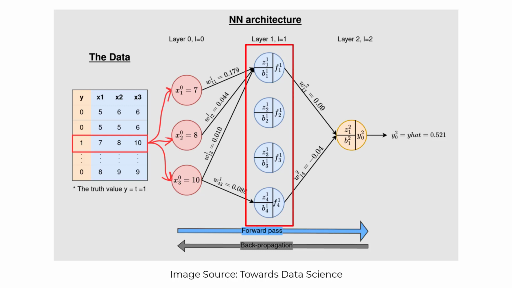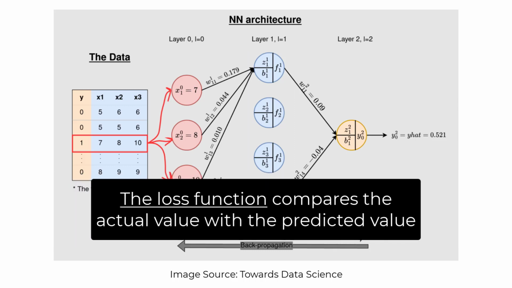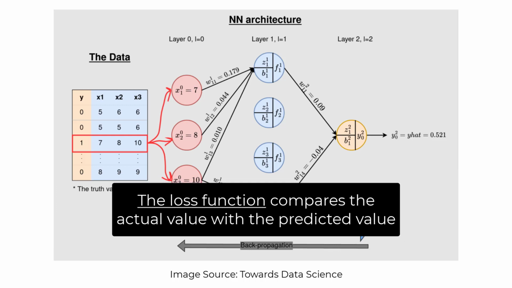Note that the weights in each layer are stored. This is because the weights are updated while the prediction error is propagated backward. You may ask, how is the error measured? For this, the loss function is used. The loss function compares the actual value with the predicted value, and calculates an error.